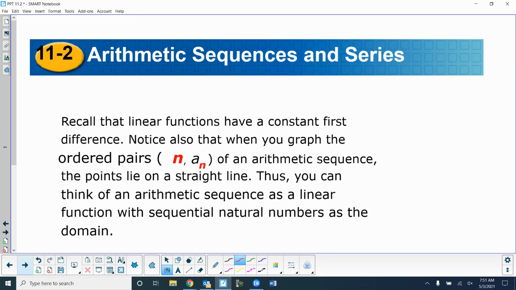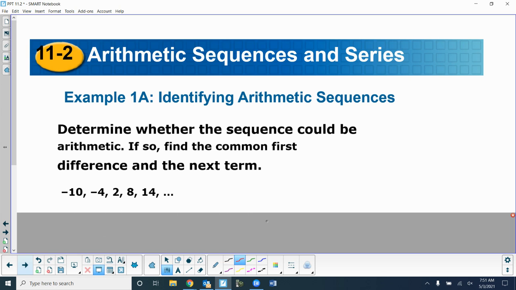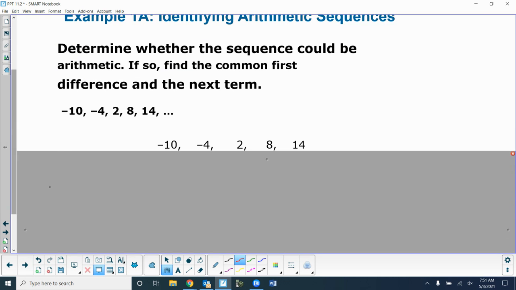It says, recall that linear functions have a constant first difference. Notice also that when you graph the ordered pairs of an arithmetic sequence, you get a straight line. So you can think of an arithmetic sequence as a linear function. It says determine whether this could be arithmetic. Are we adding the same amount each time? Matt says yes, Renita says yes. Cameron, what are we adding each time? 6. Yeah, you're just adding 6 each time. So yes, that would be an arithmetic sequence.